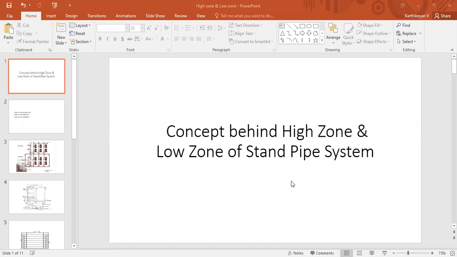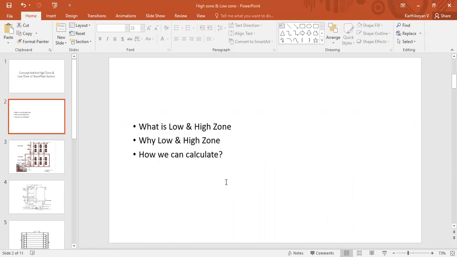The person who is aware of fire protection engineering definitely knows about the standpipe system arrangements. This is a very important system, particularly in high-rise buildings. In this video, we are going to find the answers to these questions: what is a low zone and high zone arrangement of standpipe system? Why do we have to provide this low zone and high zone? How do we have to calculate this?